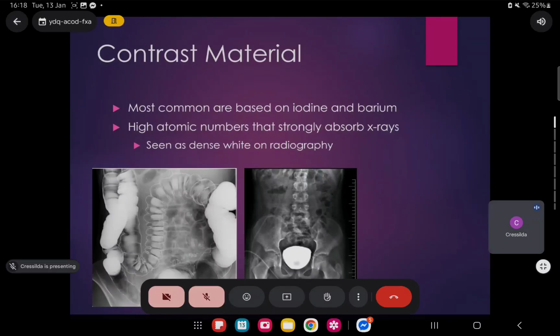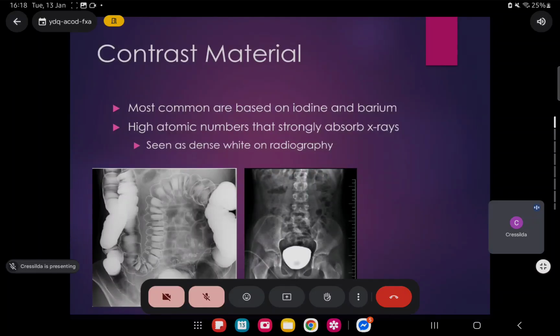But what they all have in common is that they have high atomic numbers, except for gadolinium, because gadolinium for MR has a different mechanism in having enhancement. So let's talk first about CT and X-ray. So most commonly we would use iodine and barium. However, barium is not as common anymore because there has been a worldwide shortage of barium ever since the pandemic. So we've been switching now to purely iodine. These have high atomic numbers that strongly absorb the X-rays. They are seen as white, hyperdense, or very, very dense on radiography.